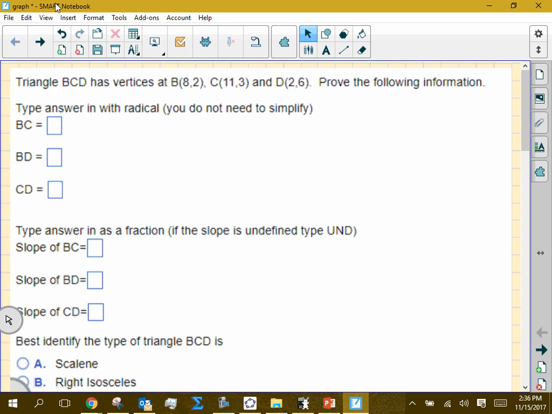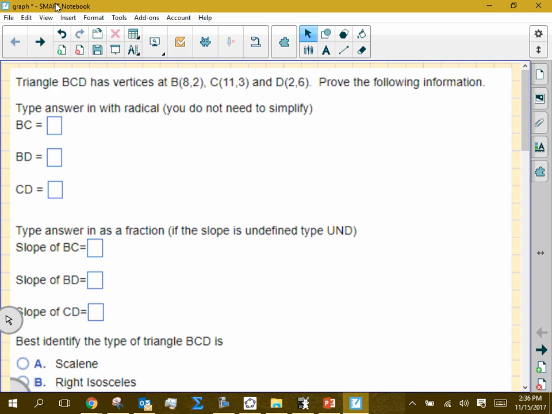Questions 19 and 20 from that assignment look like this. And I think everybody got the same question. It says triangle BCD has vertices at (8, 2), (11, 3), and (2, 6). And it asks you to prove the following information. It says type answer with a radical. It says you do not need to simplify.